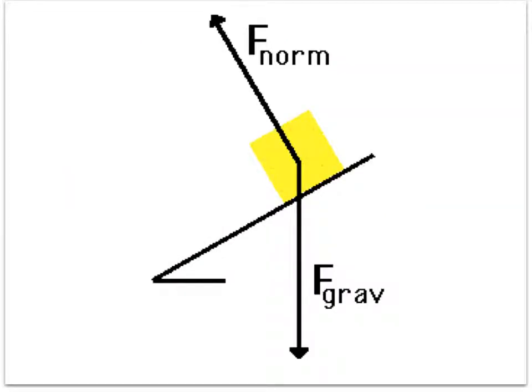This is a force diagram of an object on an inclined plane. This would be the ground right here, and this is the incline, and it's made at this angle. And this is my weight, which always points downward, and my normal force, which is 90 degrees to the surface.